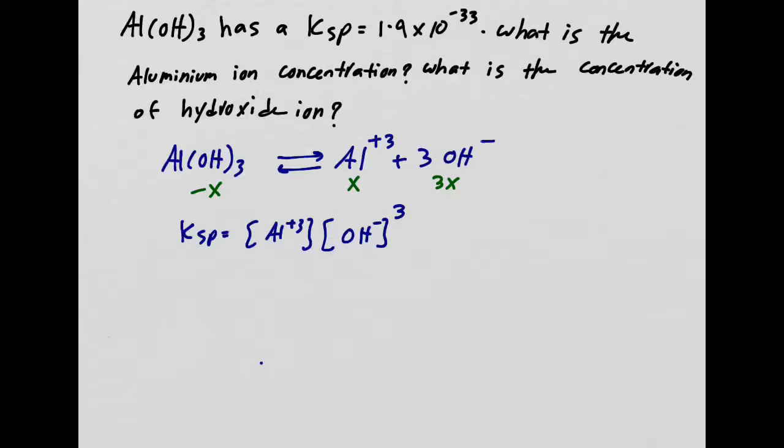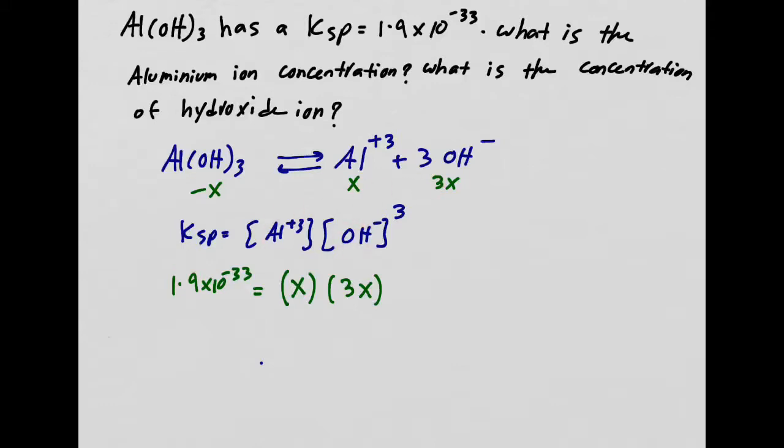All right. Now in this problem, the Ksp is given to you. That's great. The Ksp is 1.9 times 10 to the minus 33. So far, so good. Now, aluminum concentration, I don't have it. That would be my X, right? And hydroxide would be 3X. So this is X, this is 3X.